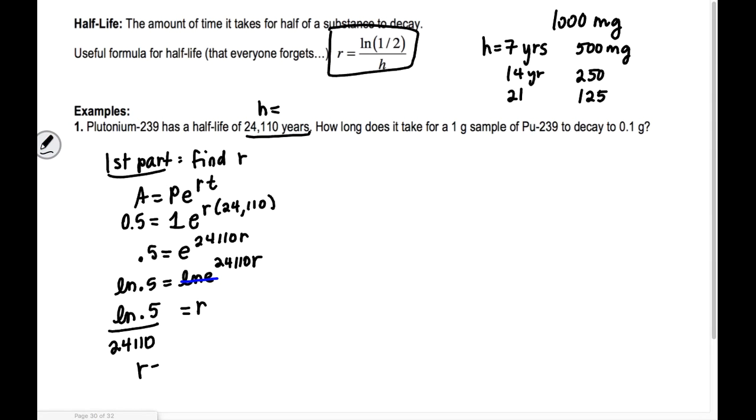So let's find an approximation for this. Go ahead and get your calculator out and do this approximation.